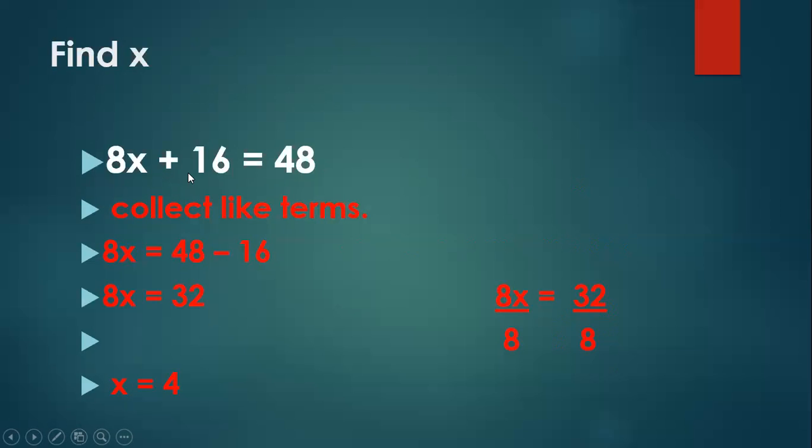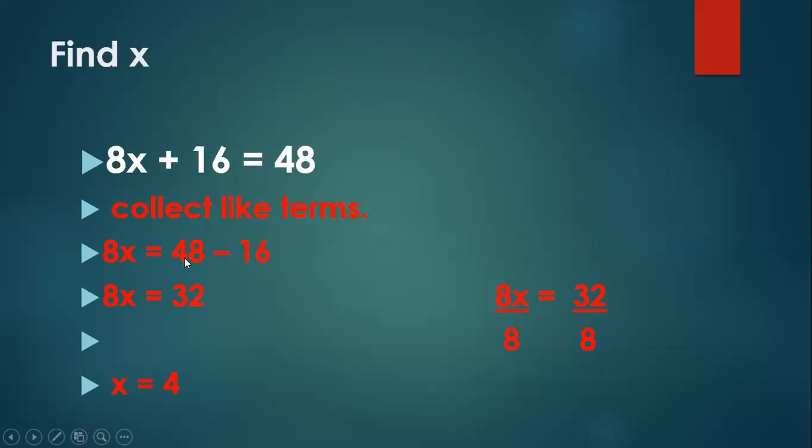Start by collecting the like terms. Remember, I told you, you need to move this number to the other side. And because there is an equal sign here, you must change the sign of this one when you move it to the other side. So if it was plus 16, it will be minus 16. So collect the like terms, a number and a number.